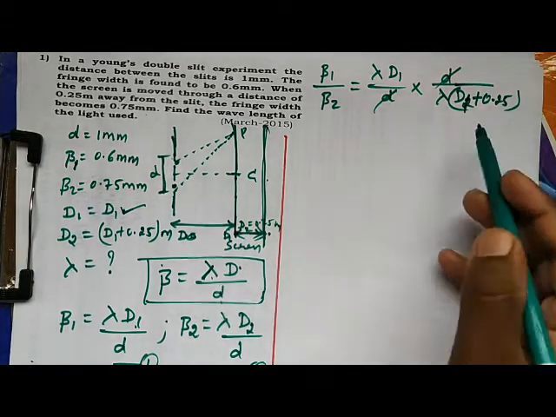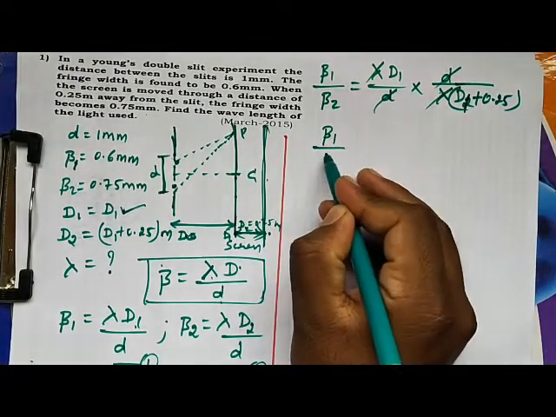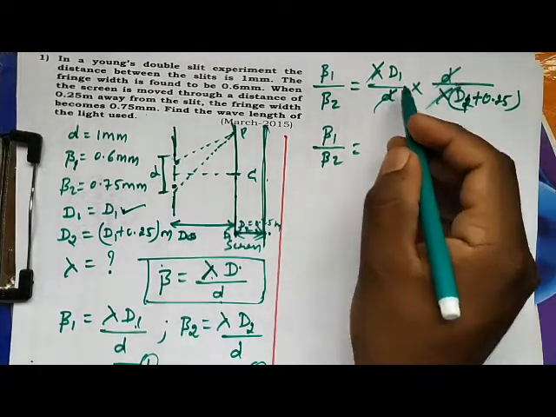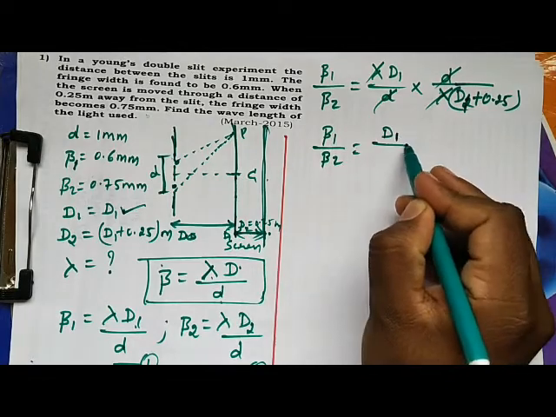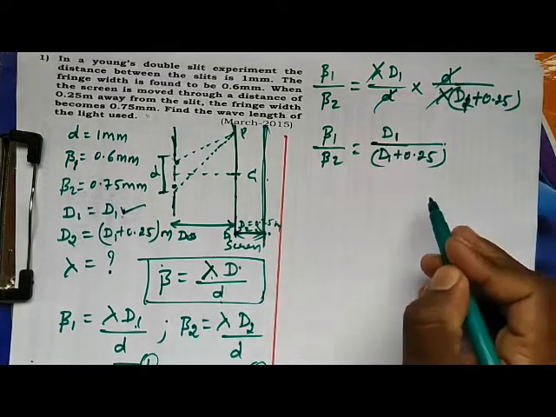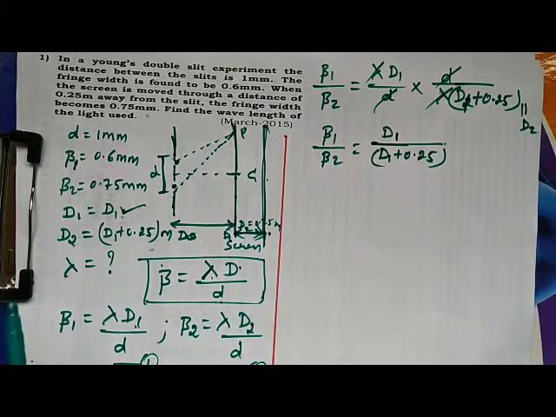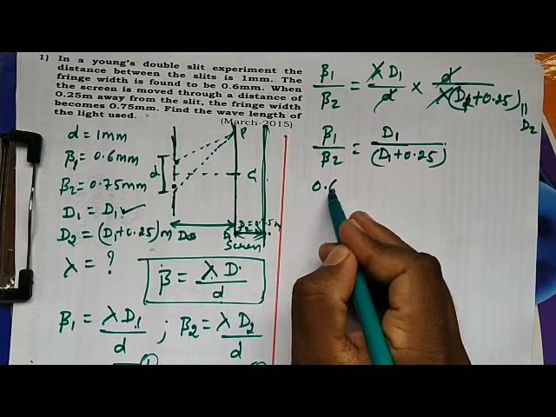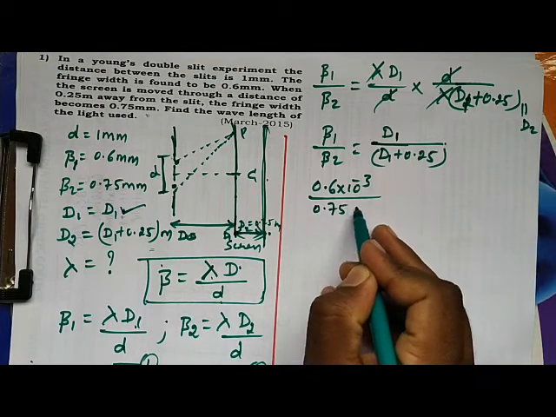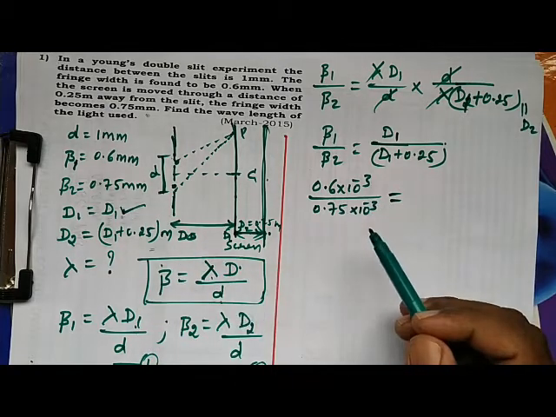Okay, so now this expression can be written as, here lambda gets cancelled, so remaining we have beta 1 by beta 2 in terms of distance. Look here, the distance between slit and screen d1 divided by d1 plus 0.25, substituted in the place of d2. Beta 1 is 0.6 into 10 to the power of minus 3 divided by beta 2, 0.75 into 10 to the power of minus 3. Convert into meters, since the values are given in millimeters.